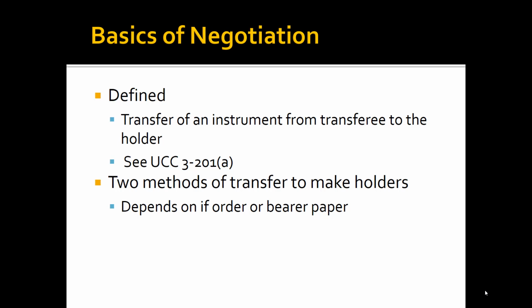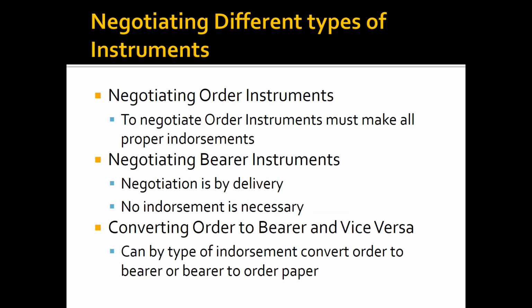Okay, so there's two methods really to make someone a holder, to go forward with this transfer, and it's really going to depend upon whether we're talking about order paper or bearer paper. So negotiating these different types of interest. If it is an order instrument, like a check, it says pay to the order of John Smith. Or is it a bearer instrument, pay to cash? To negotiate an order instrument, what's required under the UCC is there have to be proper endorsements.